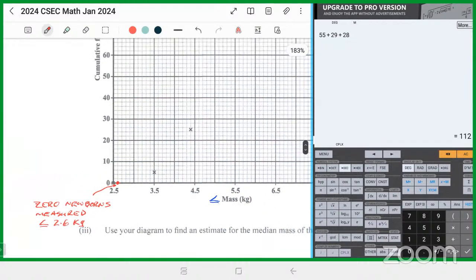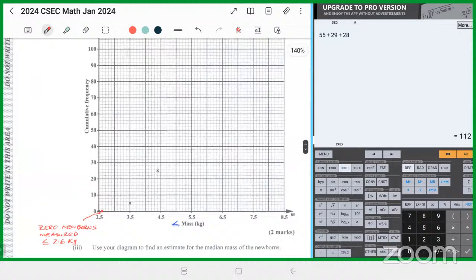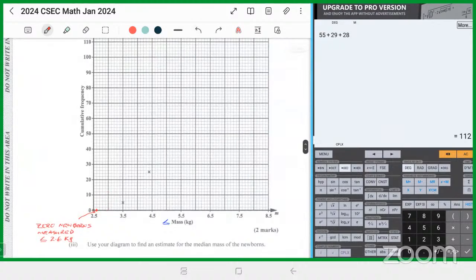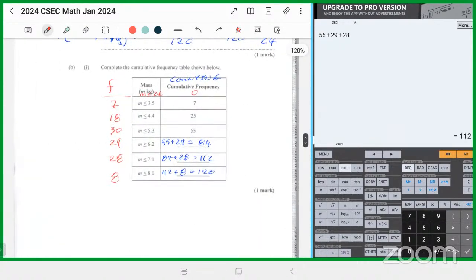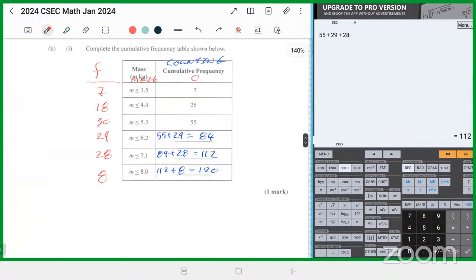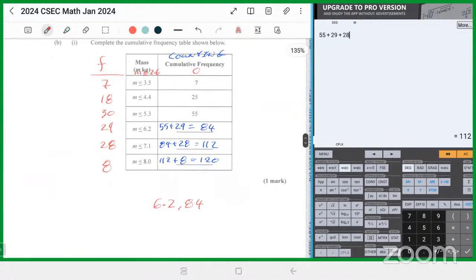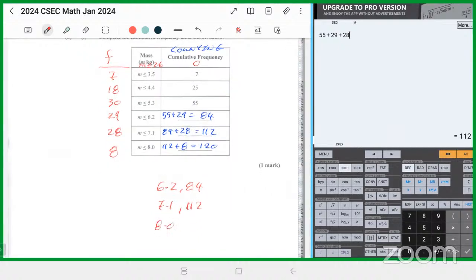But let's put in the other points now. All right, remember that less than or equal to. Let's put them on in red as I did with this point. So these two already, the next measurement, next values are these that we didn't have, right? These. So remember, it is the upper limit against cumulative frequency. Let's put on those points. The next point would be 6.284. The next point would be 7.1112, and then 8.0120. So these are the next 3 points that we need to put on the graph.